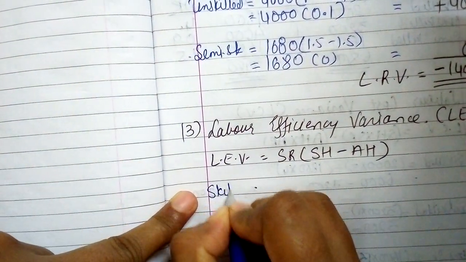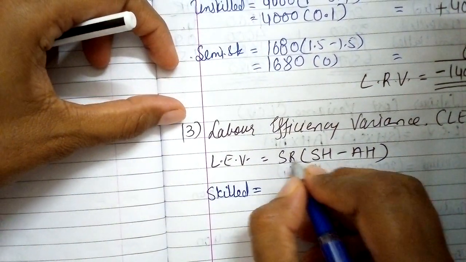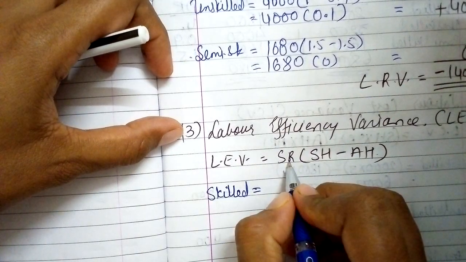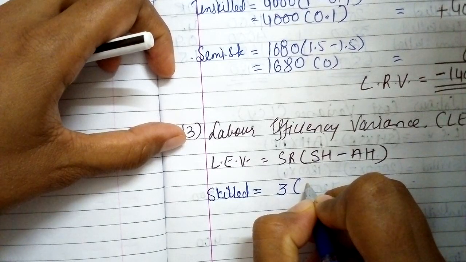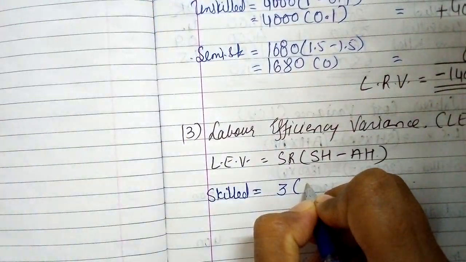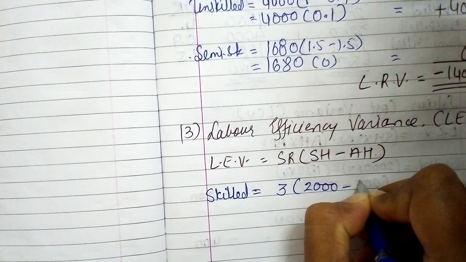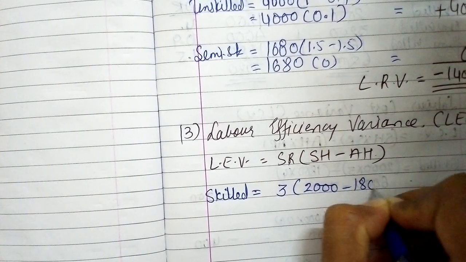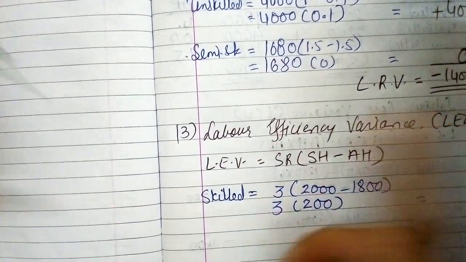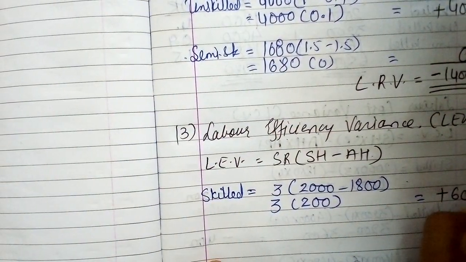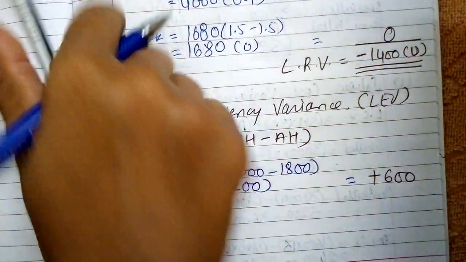So starting with skilled worker, again keep the important table in front of you and keep putting the items. Standard rate for skilled worker 3, standard hours for the skilled worker that is 2000 and actual hours for the skilled worker 1800, right? So that will be 3 into positive 200, so the answer will be positive 600, right, for skilled worker.